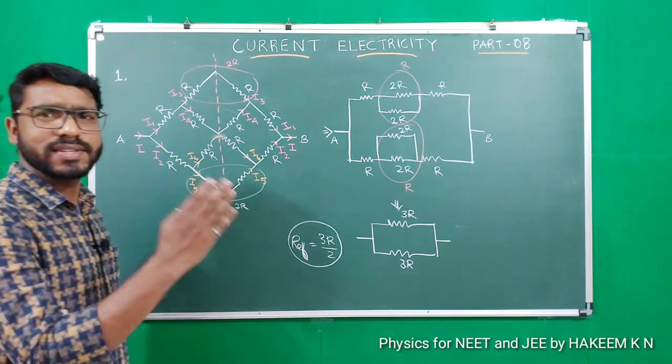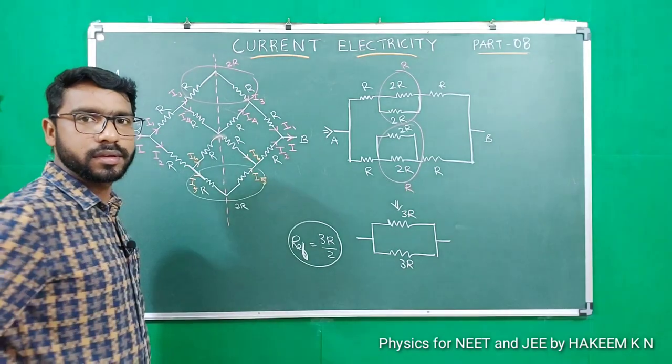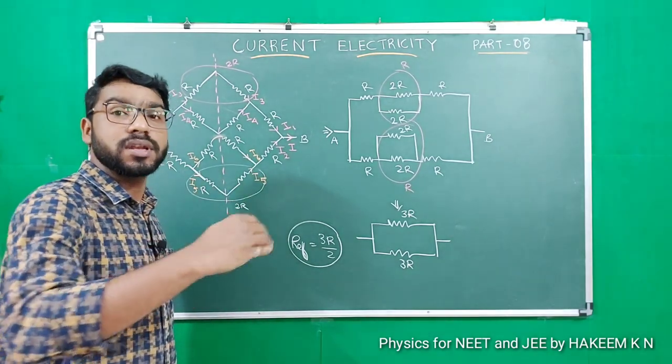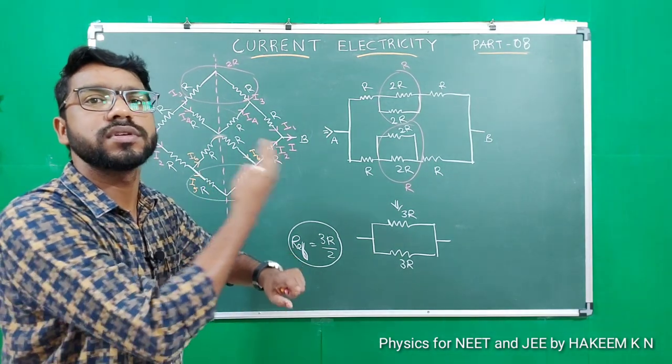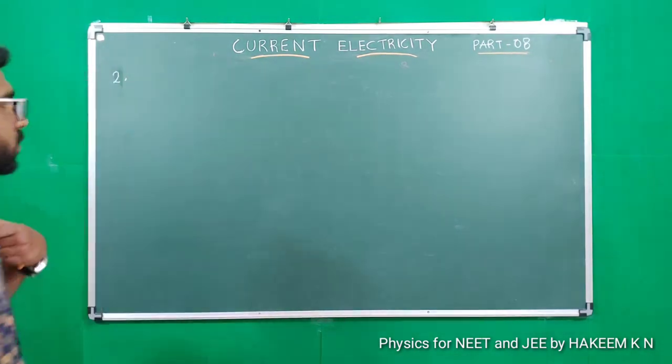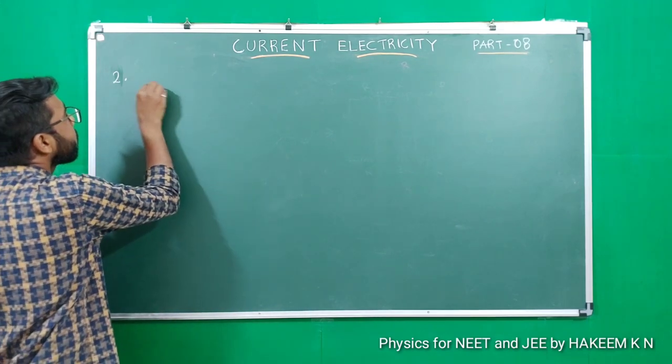3R by 2. Just assume a plane perpendicular to AB. Then opposite arms should have the same current, and we can cancel out junctions. Now, the second question of mirror symmetry.